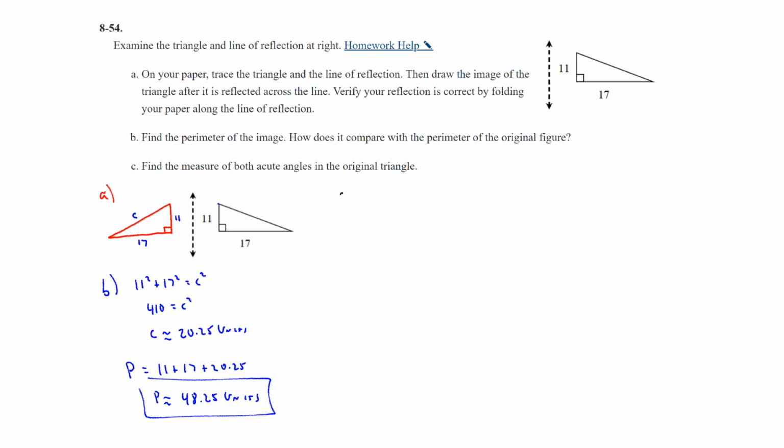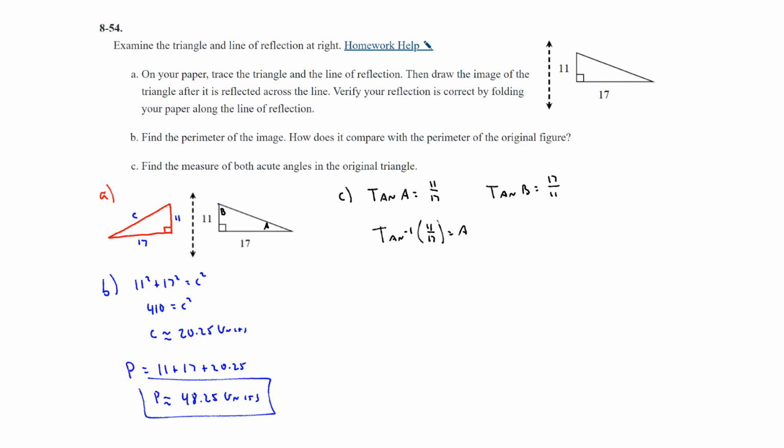And then on to part C, it says find the measure of both angles in the original triangle. So once again, it doesn't really matter, but we'll call this one angle A and this one angle B. So on here, we're going to use our trig ratios. We can use tangent for both of these, but it just depends on the ratio that you write. So tangent of A is opposite, which would be 11 over adjacent is 17. Where for B, we can still use tangent, but tangent of B, its opposite is 17, and its adjacent is 11. So for each of these, we're going to use our inverse trig to find the angle measure.